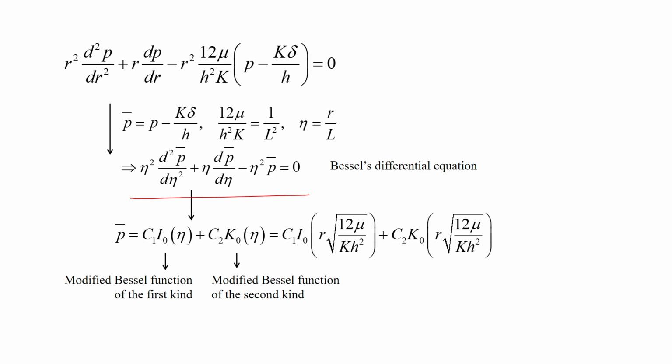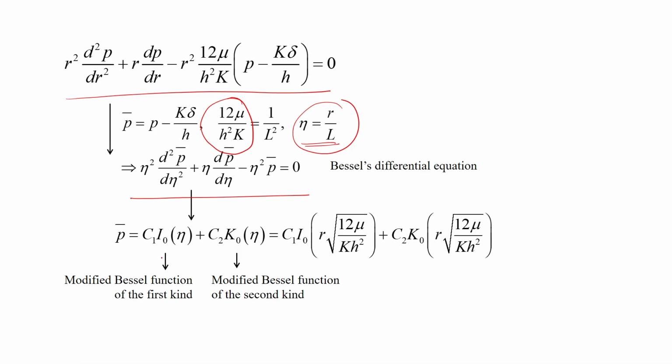So, let us do it that way. I have this equation and everything is fine, only thing is that I have written 12 mu by k h square as 1 upon L square, because this has a unit of 1 inverse length square. So, 12 mu by k h square has a unit of 1 upon L square, therefore it is written like that. After you non-dimensionalize using this capital L, you get this quantity eta. So, this is that modified Bessel equation, and it has this solution in the form of modified Bessel function.